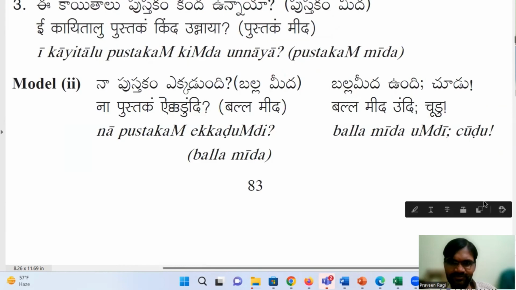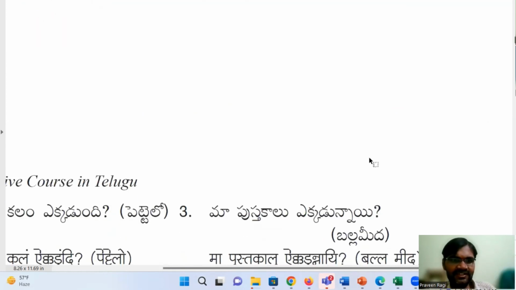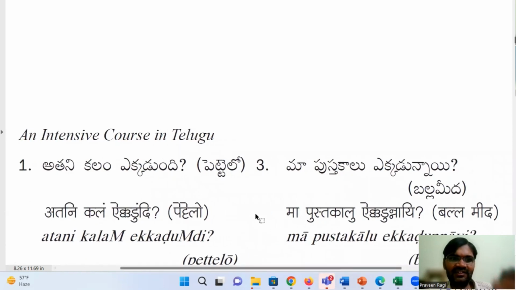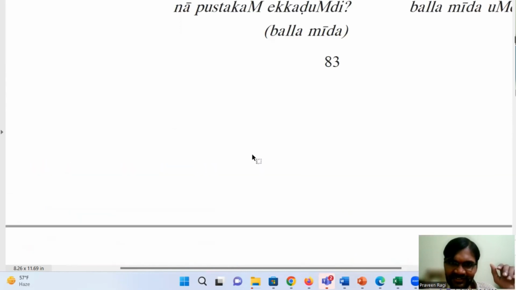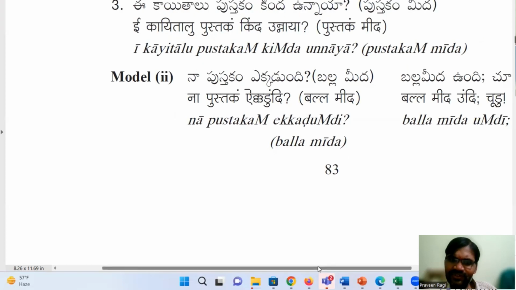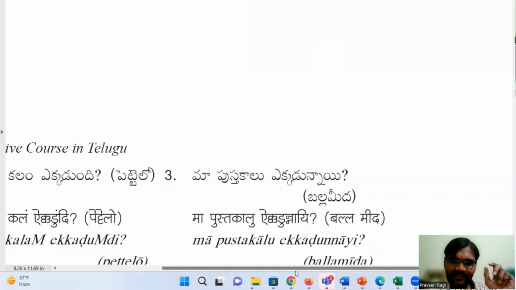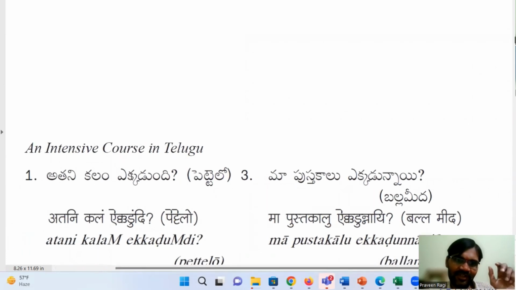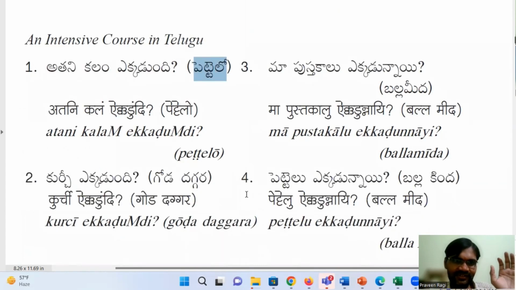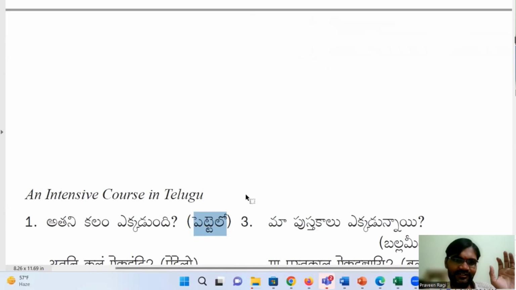Okay, the next model is like this. Na pustakam ekkadundi. So the answer can be balla meeda undi chudu. Okay, so let's see the questions. Atani kalam ekkadundi. Can you answer? You want to see, atani kalam pettelo undi chudu. If you look at this pattern, no need to say the person who owns it, na or me, not necessary. Directly you can start with that object. So here we can say directly start with kalam. Kalam pettelo undi chudu. Perfect. Correct.